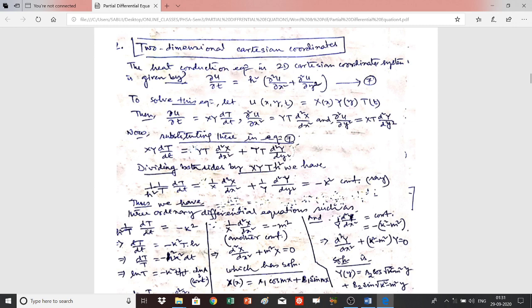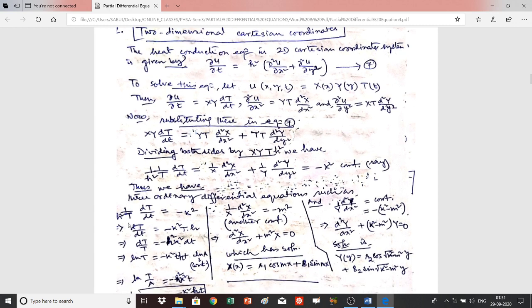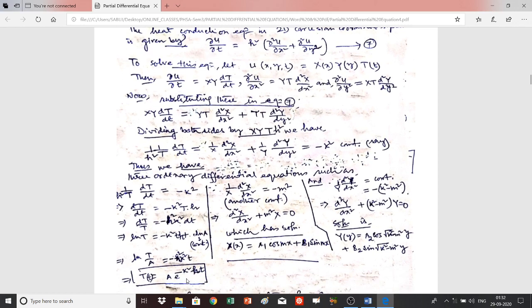So from the first equation, 1 by h square 1 by T dT by dt equal to minus k square, you can write dT by dt equal to minus k square h square T, or dT by T is equal to minus h square k square dt. If you integrate this, you can write ln T is equal to minus k square h square t plus log a, where log a is another constant. So log T by a is equal to minus h square k square t, and from there the T function of t will be a e to the minus k square h square t.